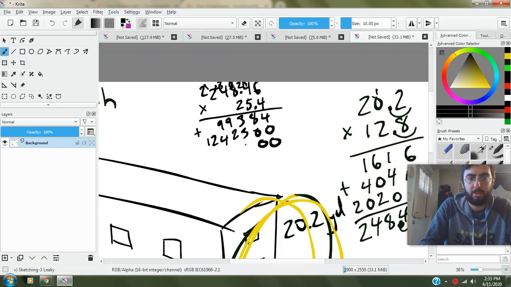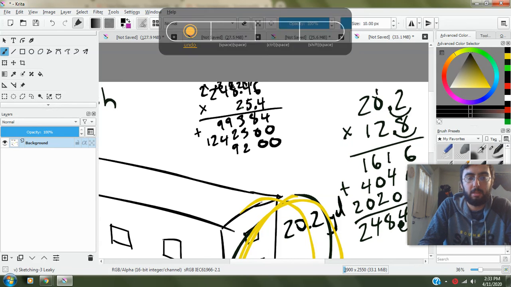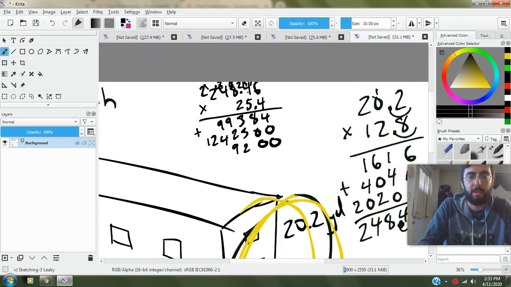2 times 6 is 12. 2 times 4 is 8. With the 1 is 9. To not give myself too much to put what I'm carrying over here. 2 times 8 is 16. 2 times 4 is 8, plus 1 is 9. 2 times 2 is 4.